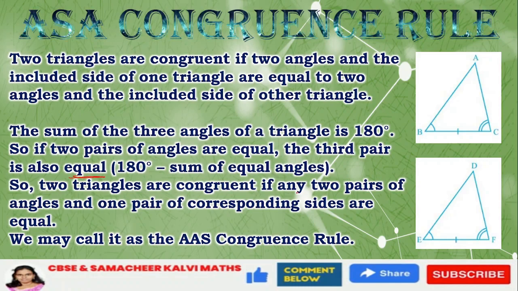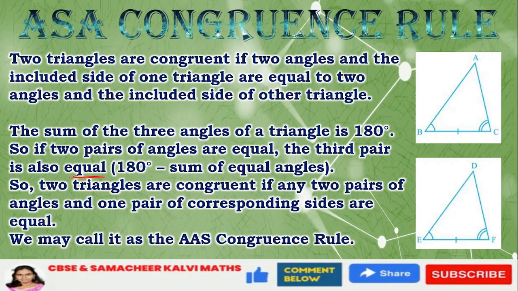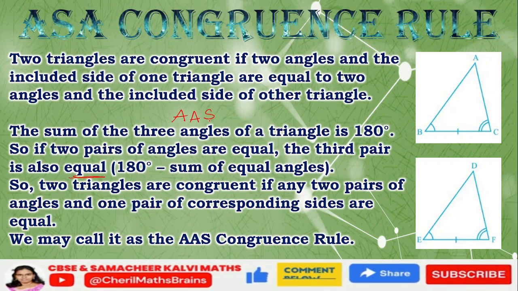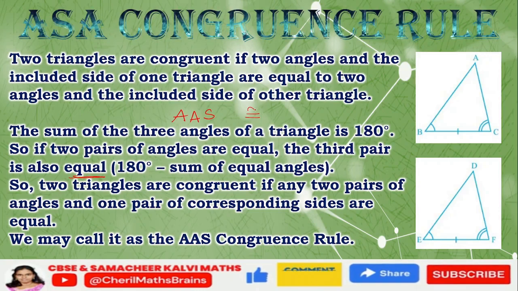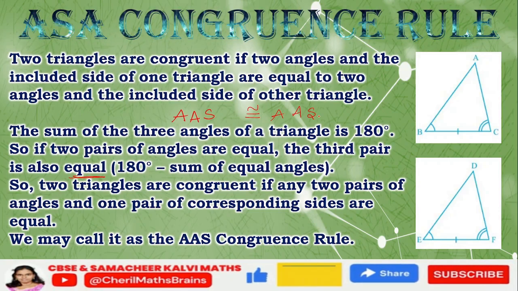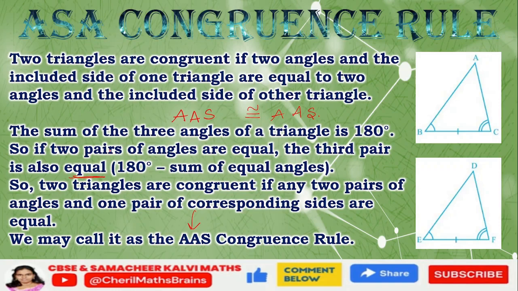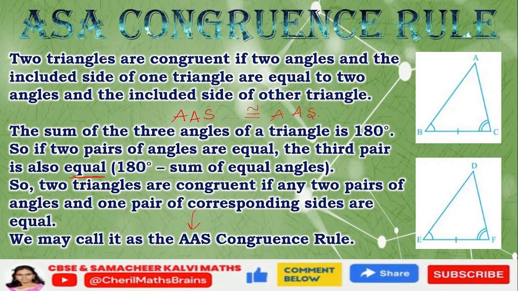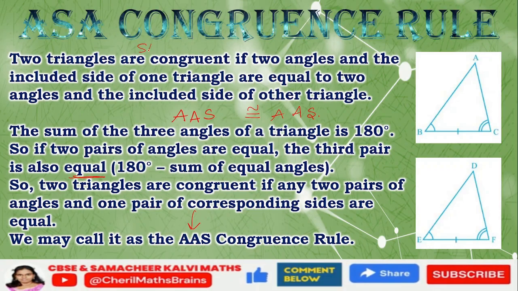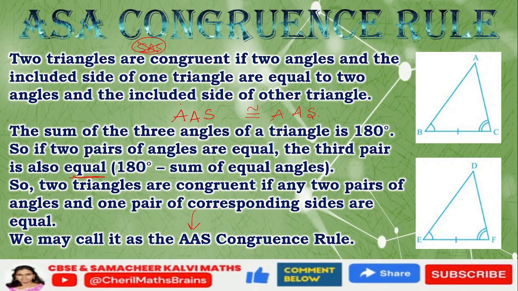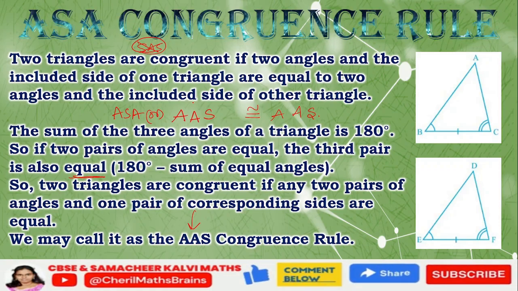So two triangles are congruent if any two pairs of angles, so not just that it should be equal to the two angles and included side, if any two pairs of angles and one pair of the corresponding sides are equal, even then you can say that the two triangles are congruent. Children, this can be called the AAS congruence rule. So ASA need not always be ASA. This is applicable only with ASA. For SAS you cannot change it, it might go wrong. So this can be applicable only for the ASA congruence rule. It is going to be ASA or AAS. So either way it is going to be congruent.